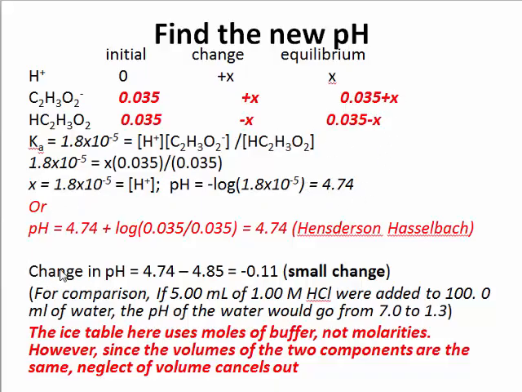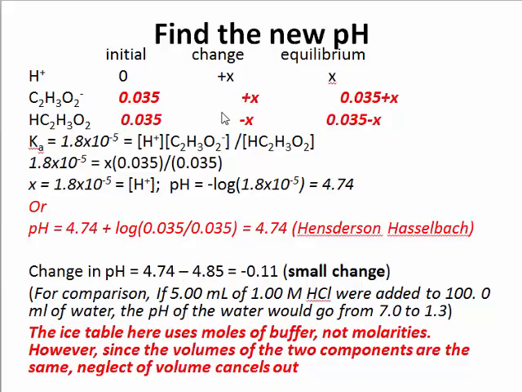Our change in pH is 4.74 minus 4.85. Notice our pH has gone down, but it has gone down very little, negative 0.11. This is a small change. For comparison, if 5 milliliters of 1 molar hydrochloric acid were added to 100 milliliters of water, not buffer, the pH of the water would go from 7, neutral, to a 105 milliliter solution with a pH of 1.3. There's a drastic pH change on addition of the acid.